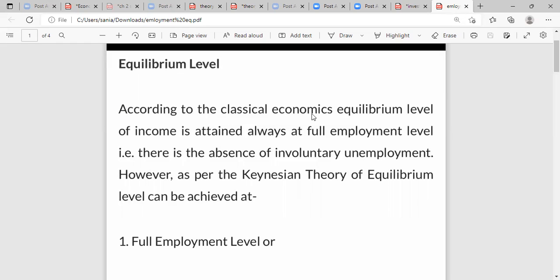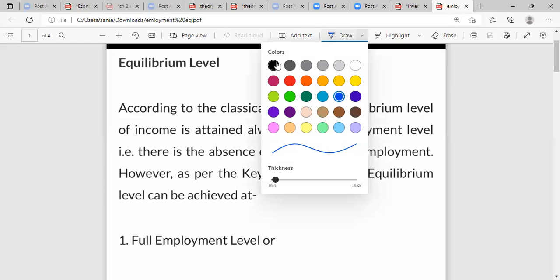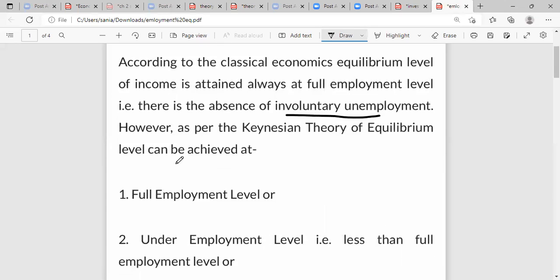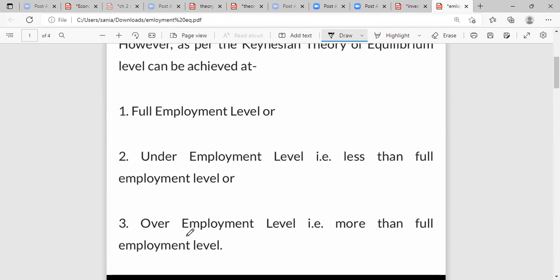According to the classical economics, equilibrium level of income is attained always at full employment. You already know what full employment is; we already discussed that, right? Full employment level means there is an absence of involuntary unemployment. However, as per Keynes's theory, equilibrium level can be achieved at full employment level, or underemployment level, or overemployment level. Clear?